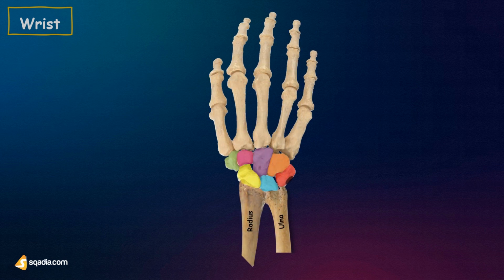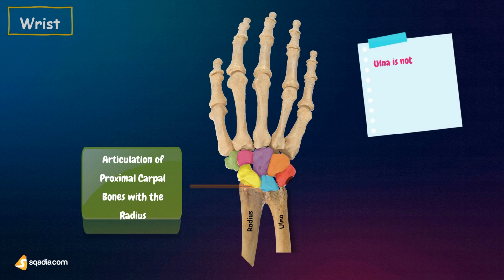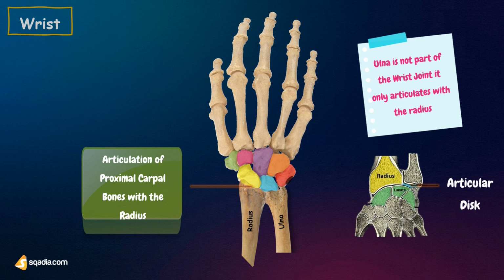The proximal row of the carpal bones articulate with the radius, forming the radiocarpal joint. The ulna is not part of the wrist joint. It articulates with the radius, just proximal to the wrist joint, at the distal radioulnar joint. It is prevented from articulating with the carpal bones by a fibrocartilaginous ligament called the articular disc, which lies over the superior surface of the ulna.